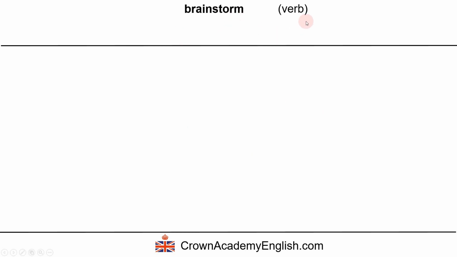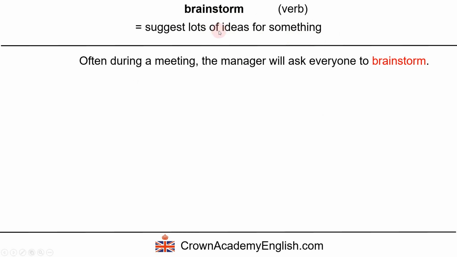Brainstorm, and this is a verb, so we say that we brainstorm something, or I brainstorm something, and it means to suggest lots of ideas for something. So let me give you a common example. So we often use this expression during a business meeting, when the manager wants you to think of some ideas. So during a meeting, the manager will ask everyone to brainstorm. So if you hear the manager say, let's brainstorm, the manager is asking everybody to suggest ideas for a project or for something.